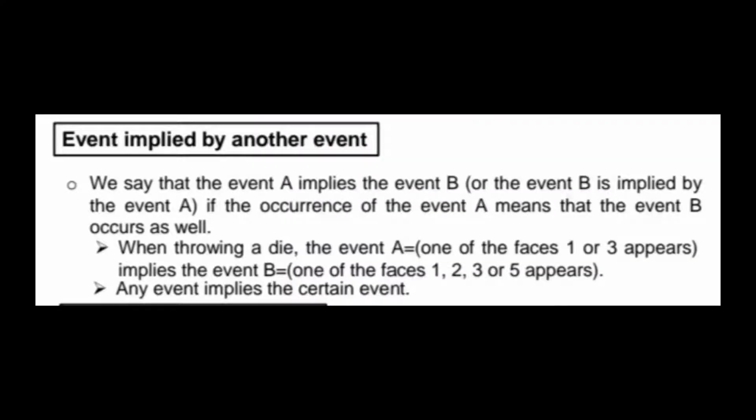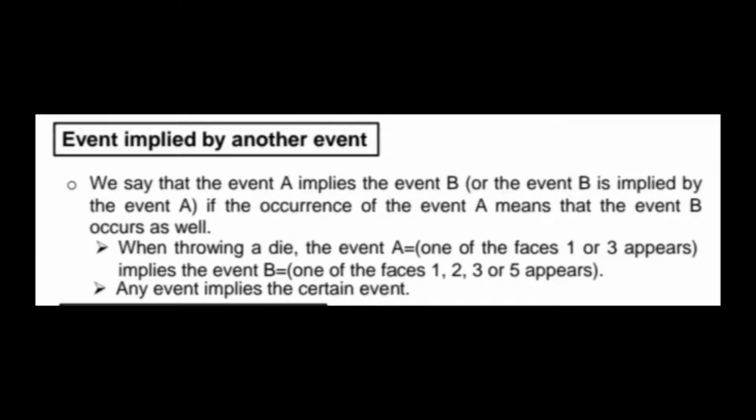Events implied by another event. We say that the event A implies the event B, or the event B is implied by the event A, if the occurrence of the event A means that the event B occurs as well. When throwing a die, the event A, one of the faces 1 or 3 appears, implies the event B, one of the faces 1, 2, 3, or 5 appears.